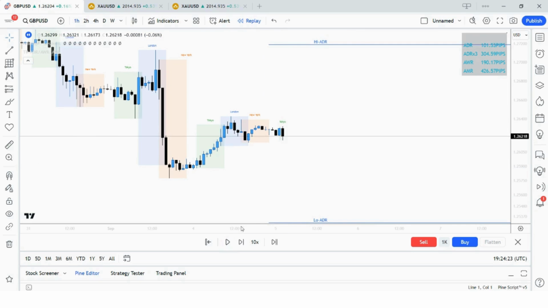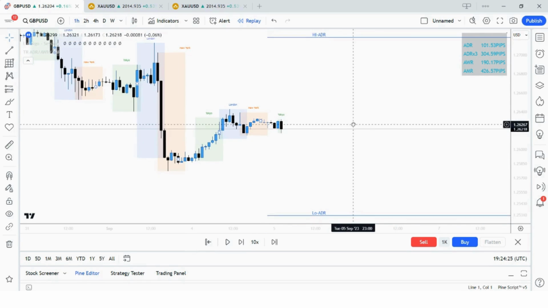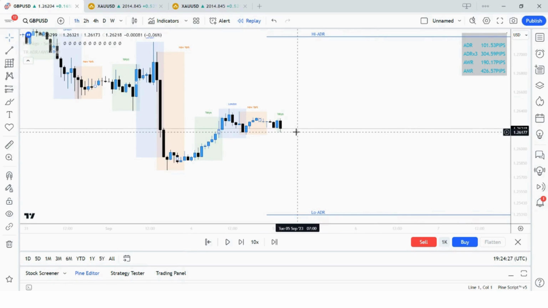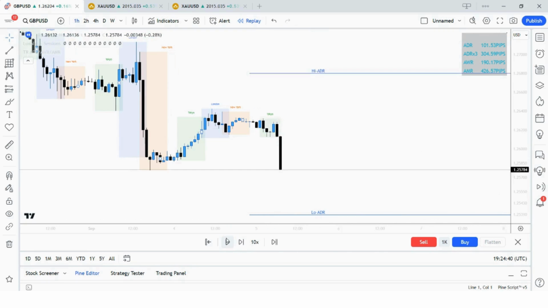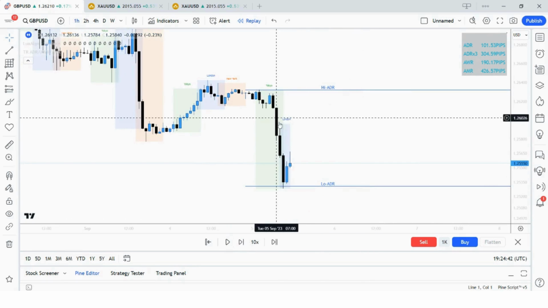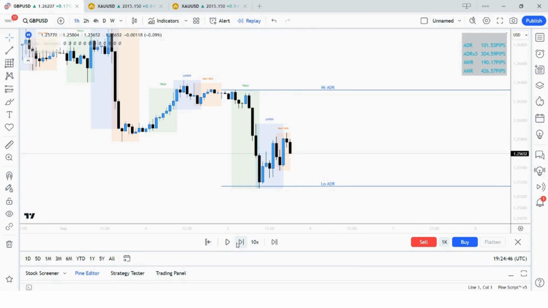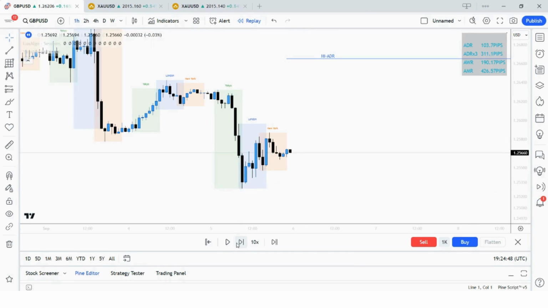Now let's see what happens the next day. Today's ADR is 101.53 pips, and again, this is the expected movement, right? So it either goes up 101.53 pips from the low to the high, or either goes down 101.53 pips from the high towards the ADR low. So let's see what happens for today, right? So we can clearly see the market tapped into our ADR low, right? And then the market starts reversing, right?